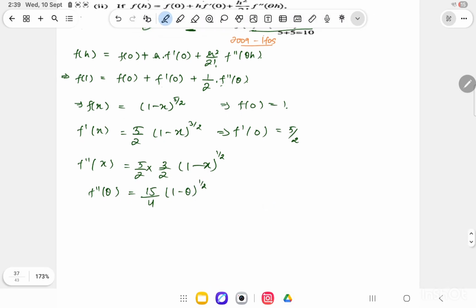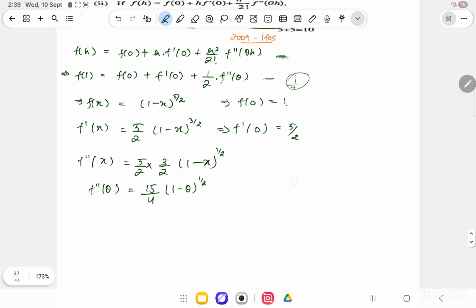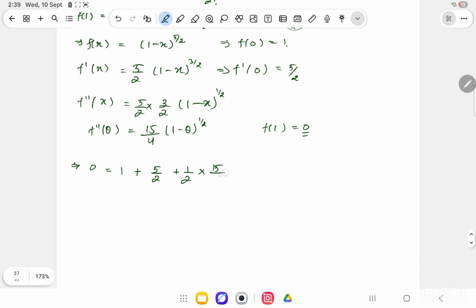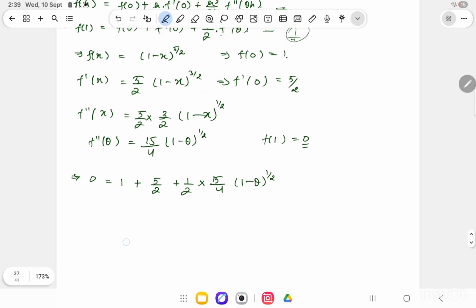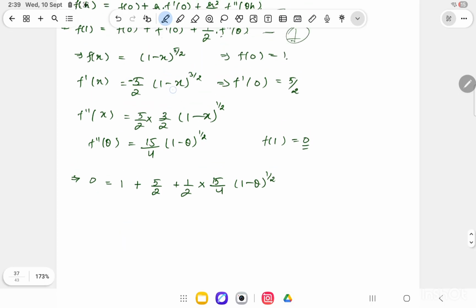So let's just substitute these values in the given relation 1. Also I need to find f(1). So my f(1) will be 0 only. So I got 0 equals f(0), that is 1, plus f'(0), that is 5 by 2, plus 1 by 2 into f''(theta), that is 15 by 4 into (1 minus theta) raised to 1 by 2. So from here I got, it will be minus also, because using the chain rule I'll be getting minus 1 as well.